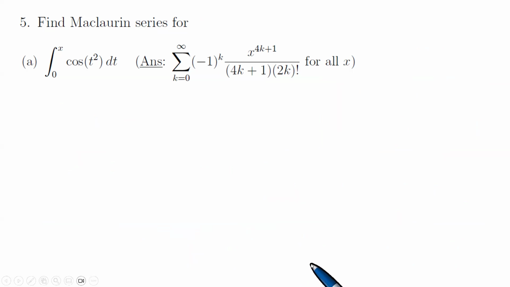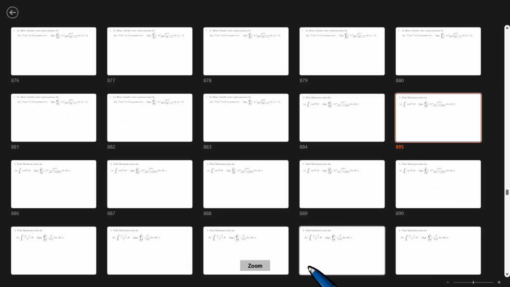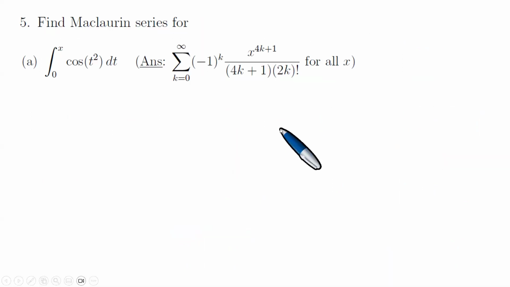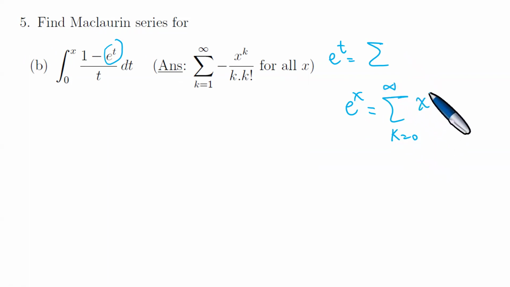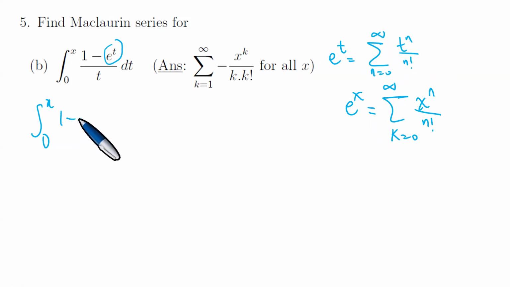Next. Next thing you're going to look at. Let's look at this one. To do this one, you'll have to look at the fact that e to the t is the same as e to the x. Okay, same thing. So this one, you're going to take it from k equals 0 to infinity, x to the power n divided by n factorial, t to the power n divided by n factorial, n equals 0 to infinity. Which means that you have to do the integral from 0 to x of 1 minus e to the t divided by t.